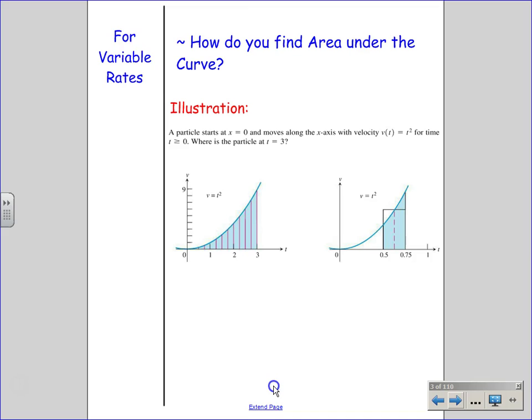Oh, don't worry, not yet. We're not even integrating by hand yet, although antiderivatives randomly showed up with MVT. Anyway, it wasn't random at all. If a particle starts at x equals 0, moves along the x-axis with velocity t squared, where is the particle at 3?